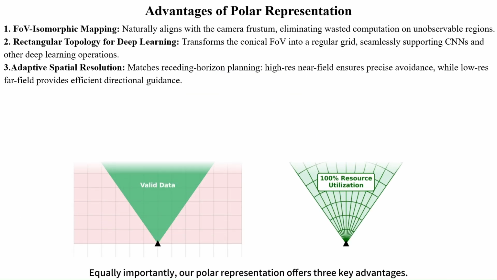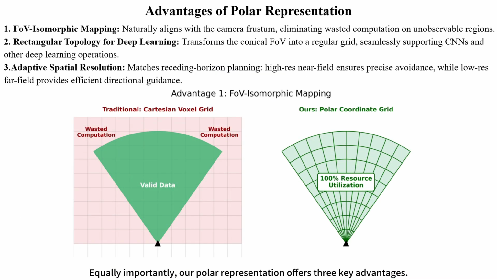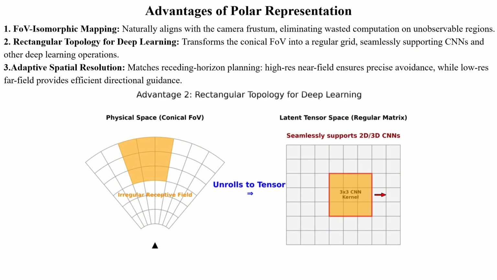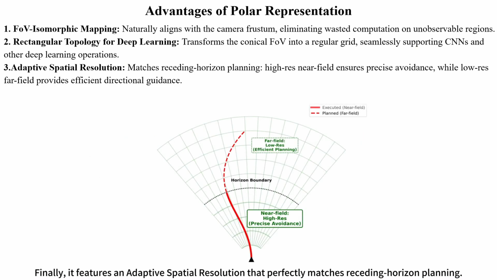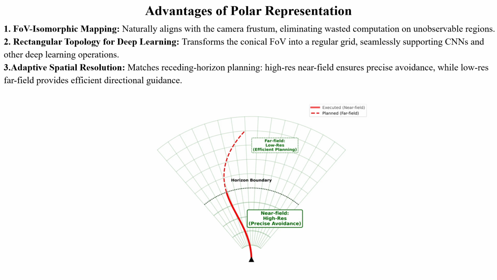Equally importantly, our polar representation offers three key advantages. First is FOV isomorphic mapping. Second, it provides a rectangular topology for deep learning. Finally, it features an adaptive spatial resolution that perfectly matches receding horizon planning.